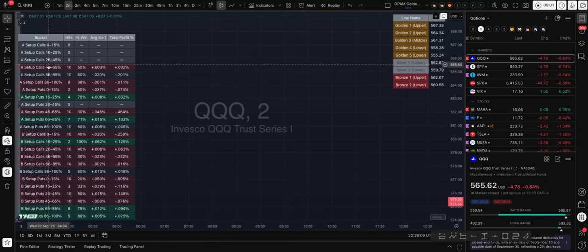For an example, it says here the green setup or A setup put 16% to 25% probability on the data given for the 2 minute bars, which is the most available ones. There was a 75% win rate. That means 75%, out of four, three times.